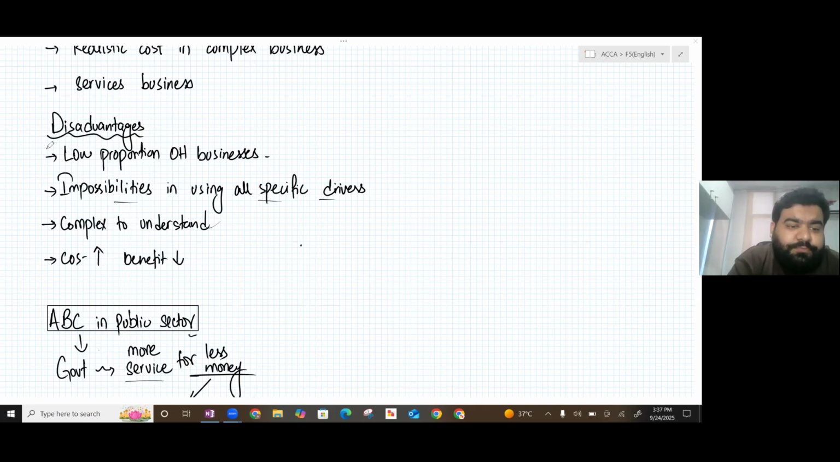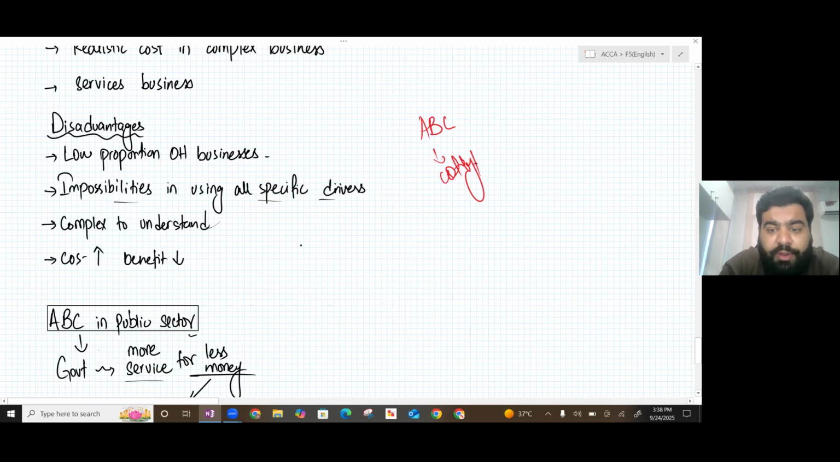First of all, businesses with a low proportion of overheads. Obviously, ABC is very costly and time consuming. Why? Because you have to understand the concept of base, then find that base and separate that base, and for all the activities, we have to manage different bases. So it's costly and time consuming, right?